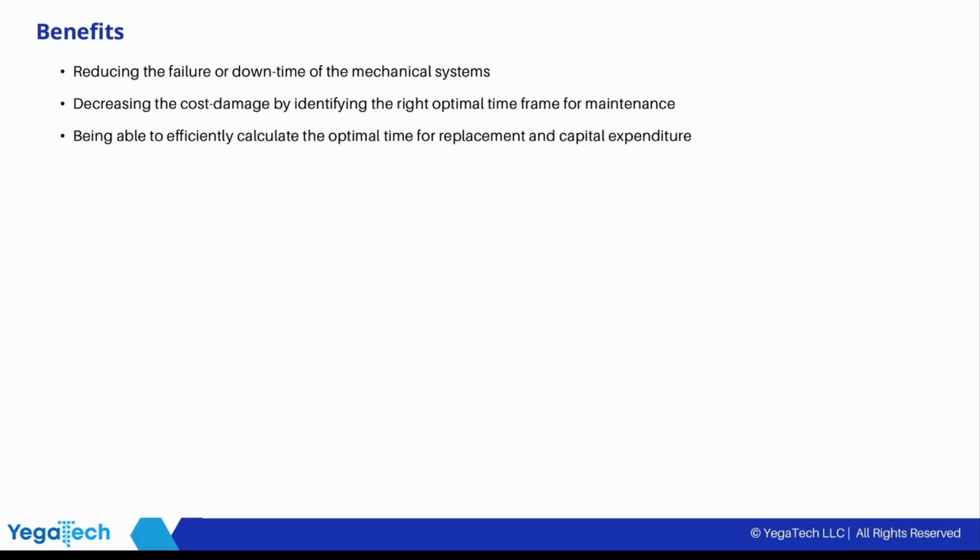So the facility manager can use the predictive analytics to create a recurring maintenance schedule for the equipment, or use the prescriptive analytics to calculate the optimal time for replacement and capital expenditure. And this is how the optimization branch could be used here, so that we could increase the efficiency within that process or reduce the failure or downtime of the mechanical systems.